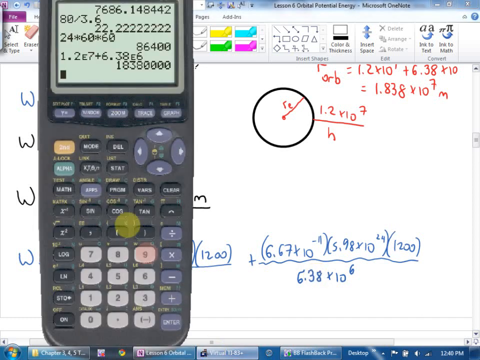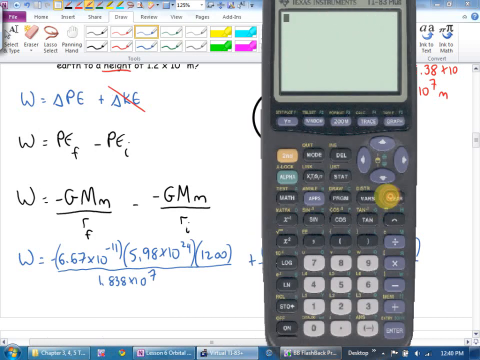Negative 6.67, scientific notation button, negative 11, times 5.98, scientific notation button, 24, times 1,200, divided by 1.838, scientific notation button, 7. And I get negative 2.604 times 10 to the 10th.